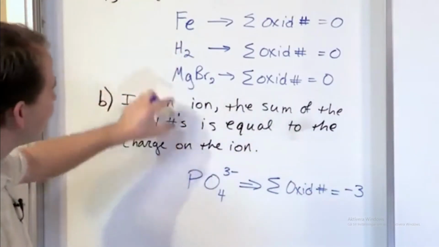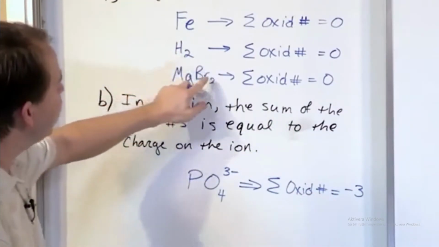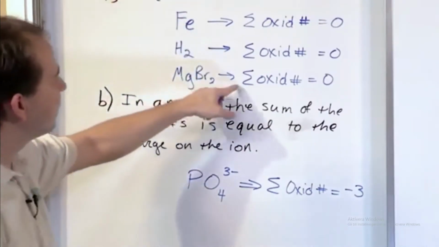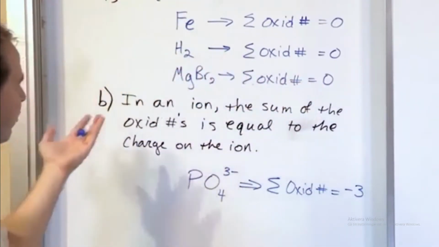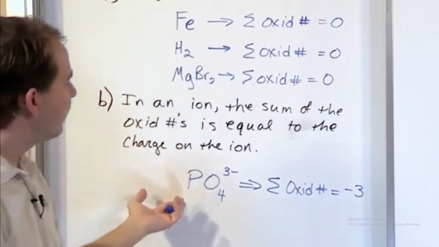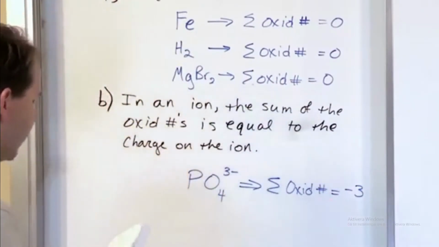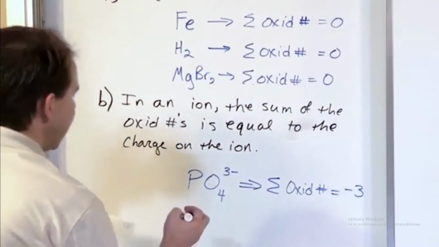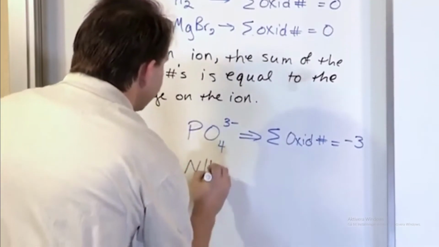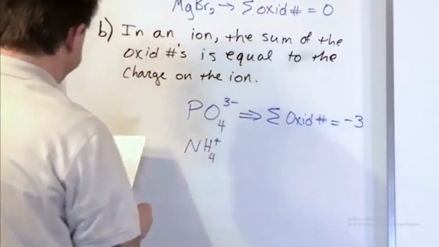And it's the same kind of rule as what's going on here. The charge on these things is always 0. So the sum of the oxidation numbers really is equal to the charge here too. It's just always 0. So anytime you have a charged thing like an ion, the sum of the oxidation numbers is equal to that. What about NH4, the ammonium ion?